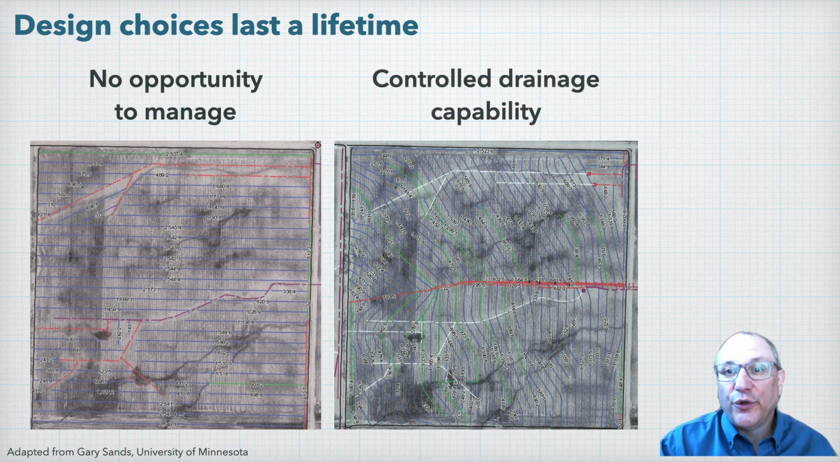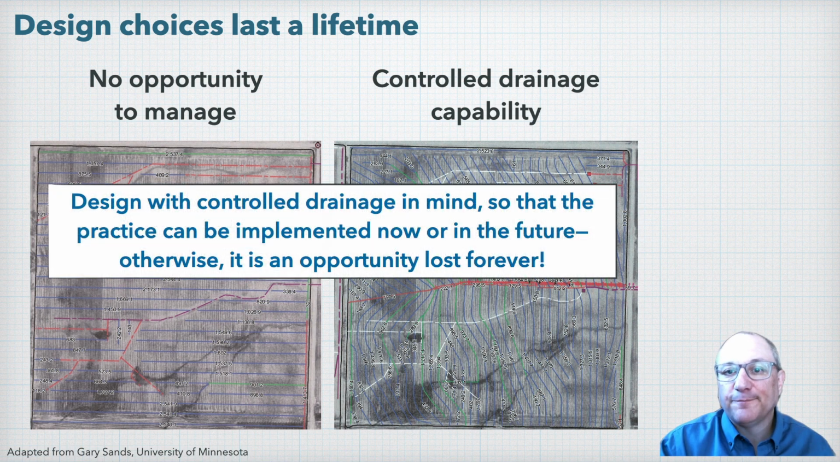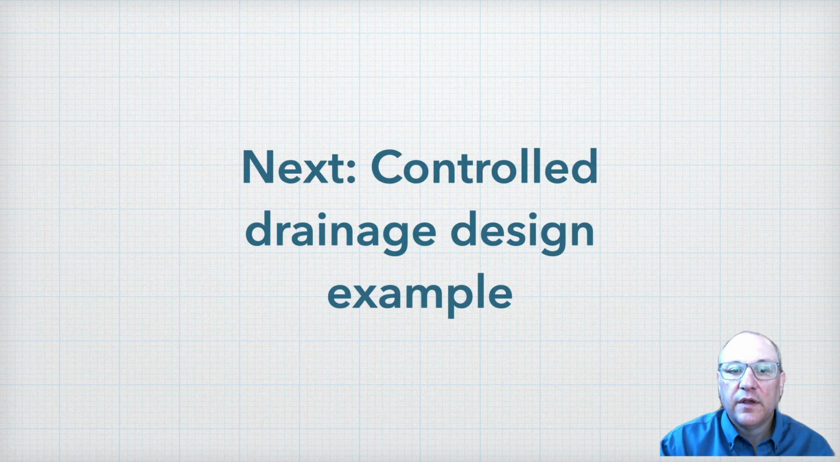So going back to that golden rule of drainage, for fields suitable for controlled drainage, modern drainage design should be done with controlled drainage design in mind, even if it's not going to be immediately implemented, because otherwise that opportunity is lost. So now that we've discussed design, in the next video we'll look at an example.